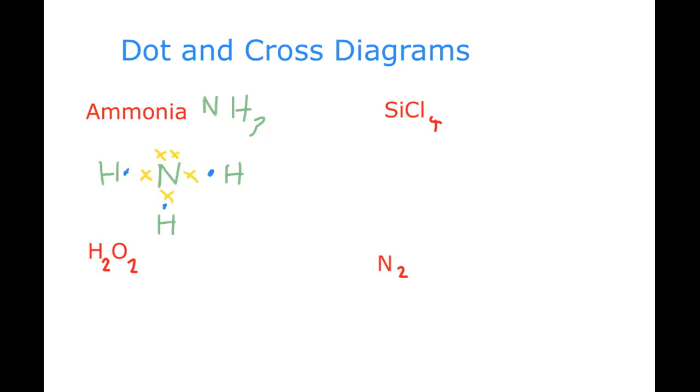For SiCl4, that is silicon tetrachloride, silicon forms 4 bonds, chlorine forms 1 bond, so silicon is the central atom. Silicon has 4 electrons in its valence shell. So 1, 2, 3, 4, and then we'll place the 4 chlorines. Chlorine has 7 electrons in its valence shell. So 1, 2, 3, 4, 5, 6, 7.